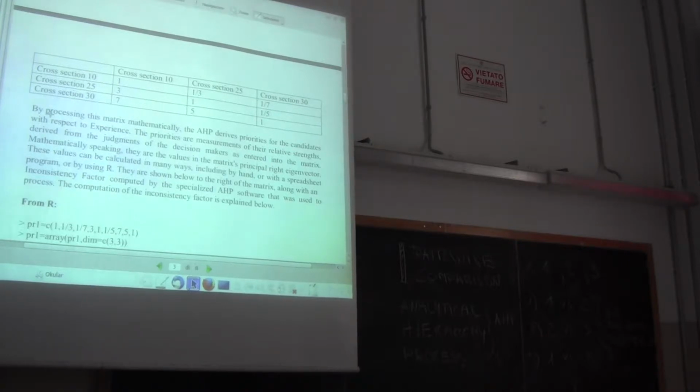And now, from this matrix, we can compute a weight for each alternative. And this is the interesting development. By processing this matrix in a way that I will now show you, you can give a weight to each alternative. When I say that I give a weight to the 3 cross-sections, I imply that I give 3 scores. The most preferable one will have the highest score, and the sum of the scores will be 1, because they are weights.